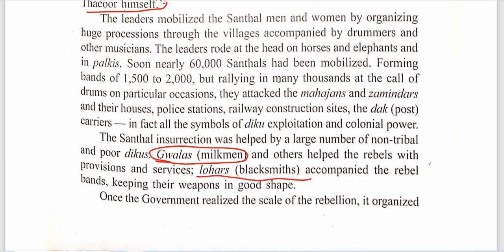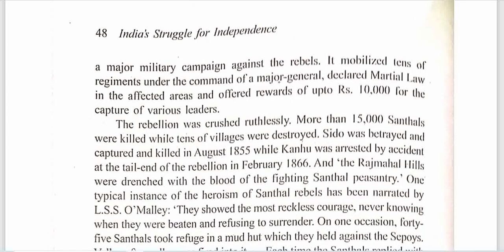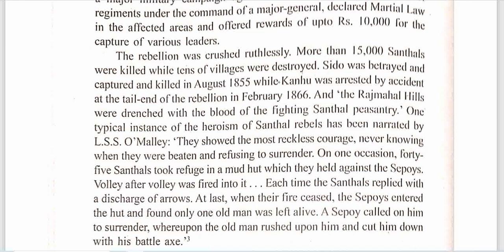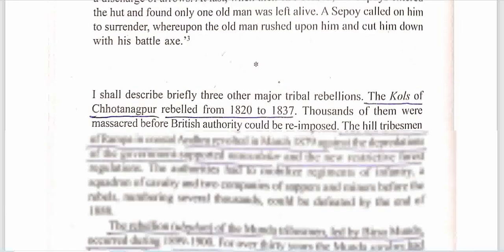Once the government realized the scale of the rebellion, it organized a military campaign against them. The rebels were crushed ruthlessly. More than 50,000 Santhals were killed. Sidhu was betrayed, captured and killed, and Kanu was arrested. The Rajmahal hills were drenched with the blood of the fighting Santhal peasantry. One typical instance of the rebellion had been narrated. So these are the descriptions of how they fought.